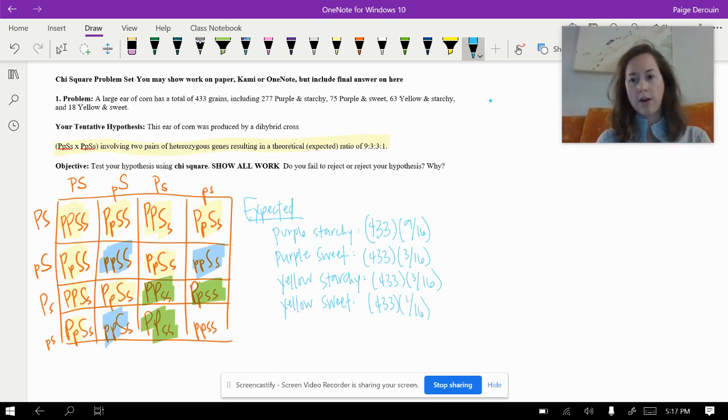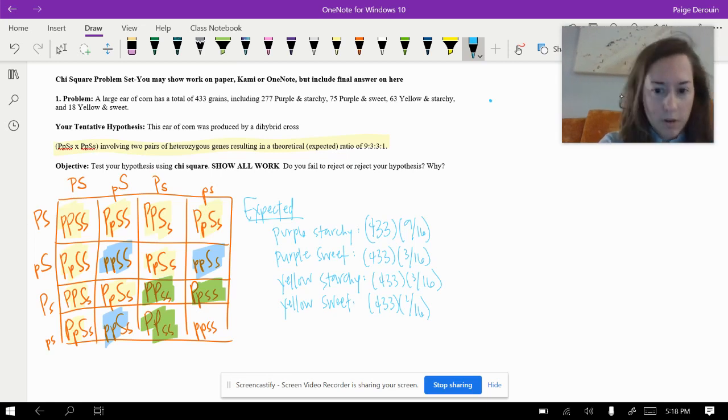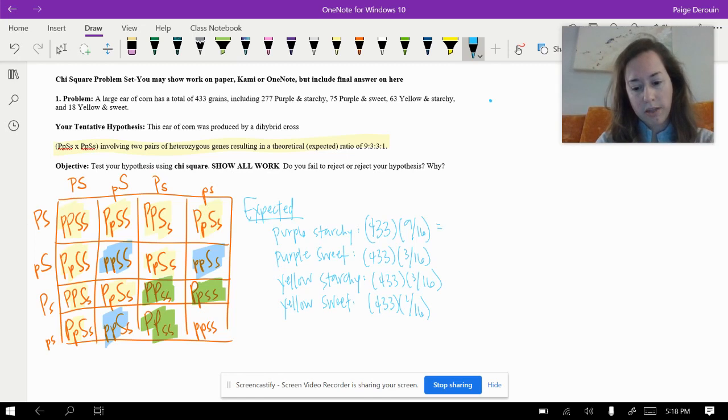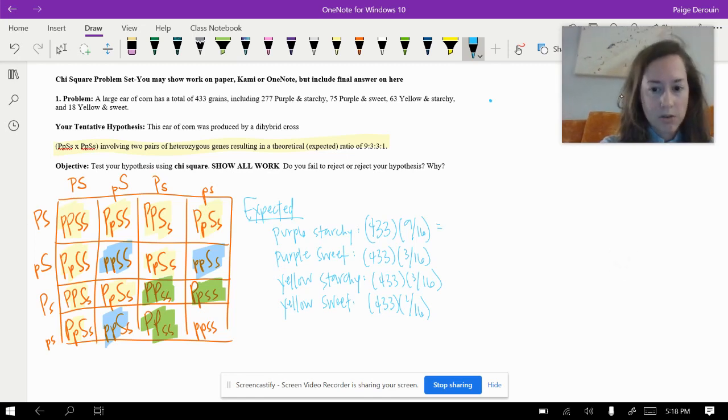So now I'm going to go ahead and use my trusty phone calculator to get those numbers. If you do use like a basic calculator, do the fraction first. So I'm doing 9/16 equals, and then I'm doing that times 433. So that will be, you can round for these. So I got 243.56. I'm going to round to 243, no, 244.